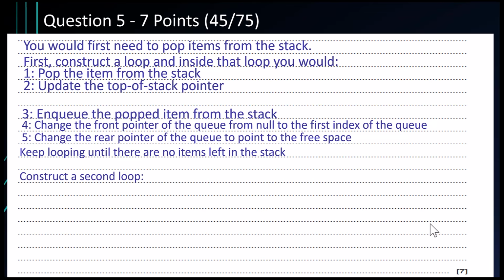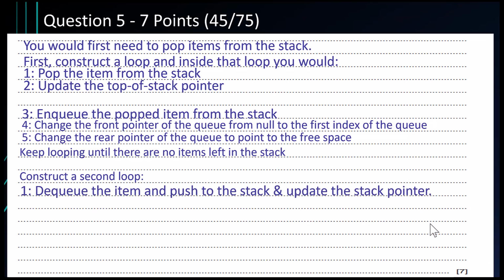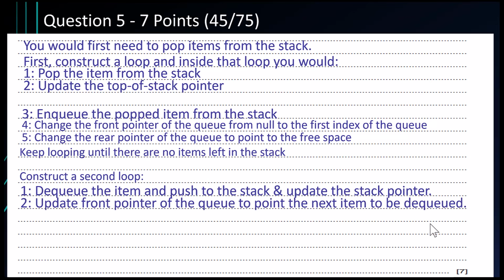Then I construct a second loop. I dequeue, a fancy way of saying removing an item from the queue, and push to the stack, and I update the stack pointer. I update the front pointer of the queue to point to the next item to be dequeued. I keep looping until all the items have been removed from the queue, and that will give me the stack in a reverse order.